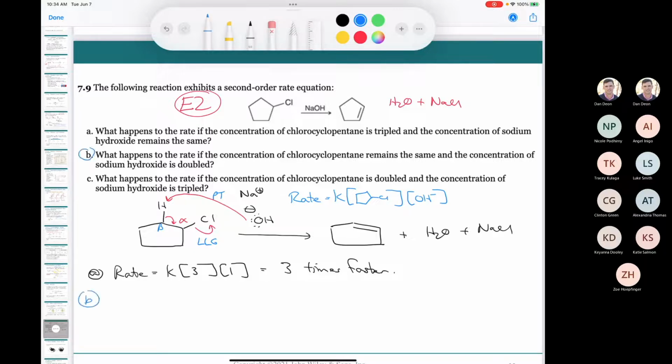Okay, let's move on to B. In B, it says what happens to the rate if the concentration of the chlorocyclopentane stays the same and the concentration of the sodium hydroxide is doubled. Could anybody answer that one for me?